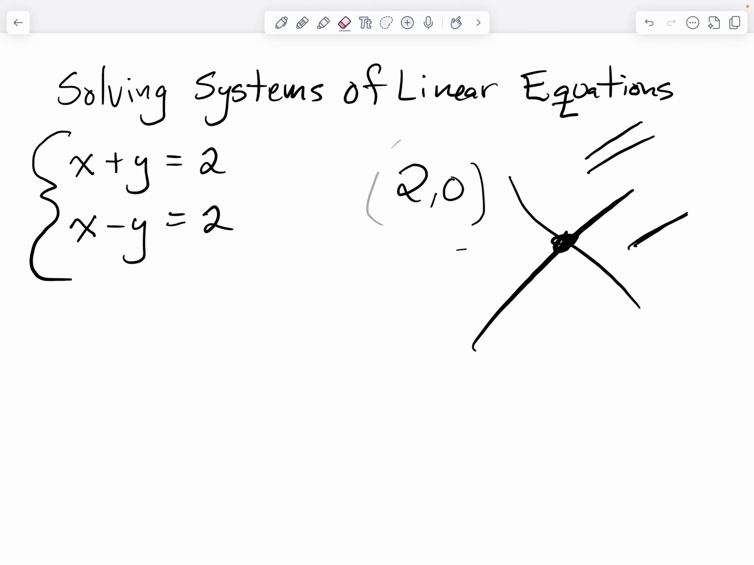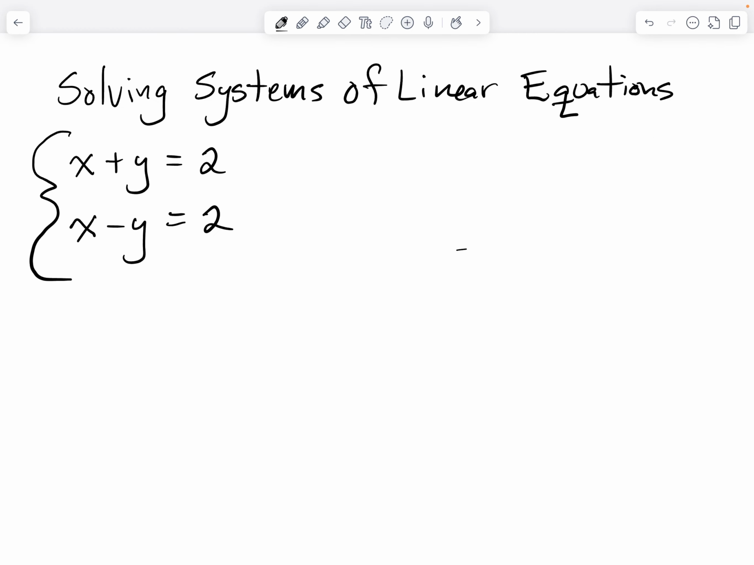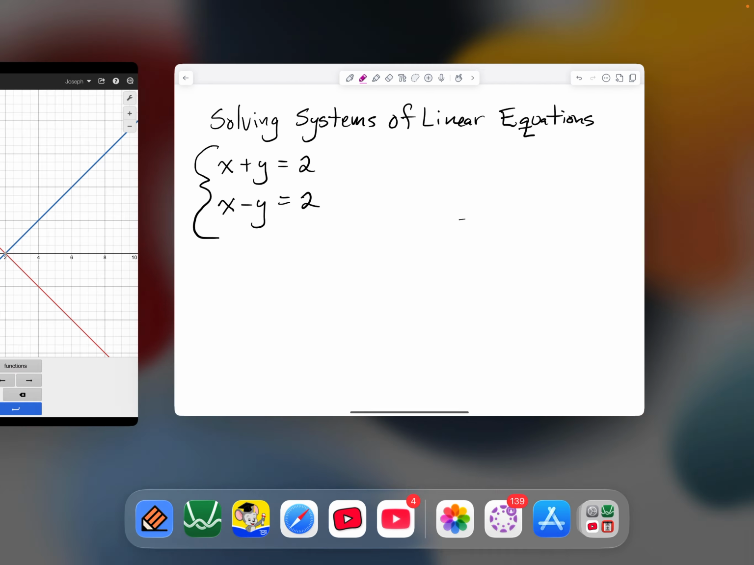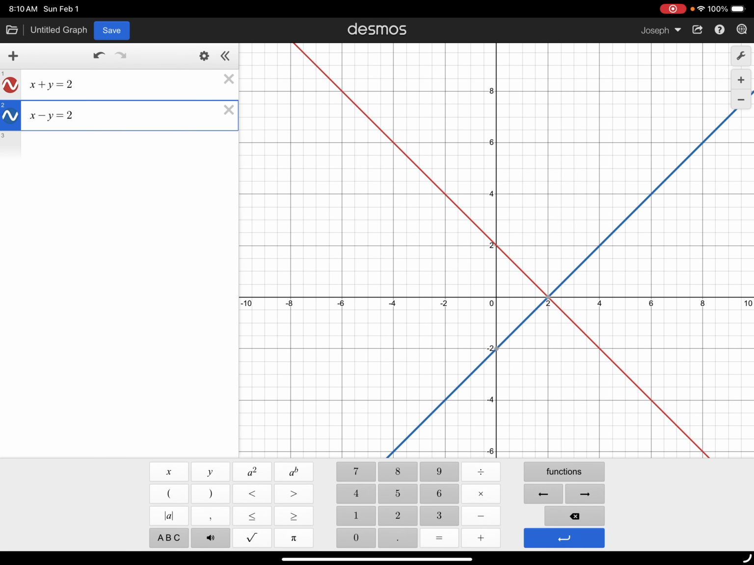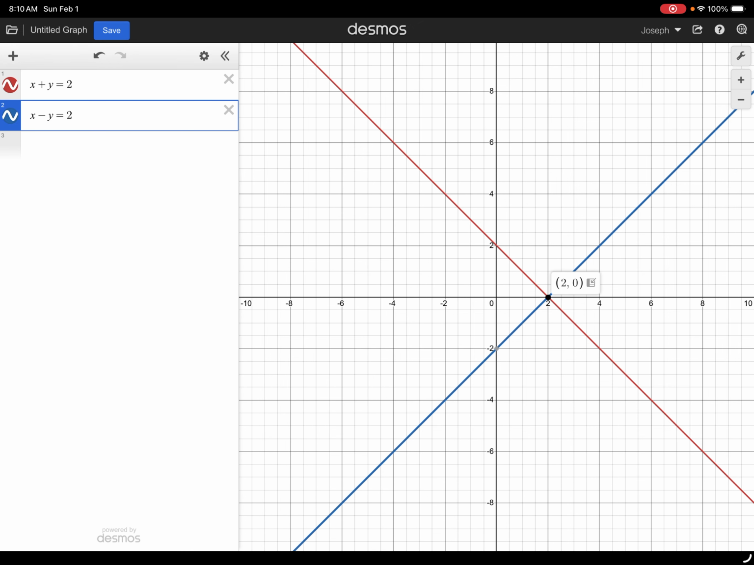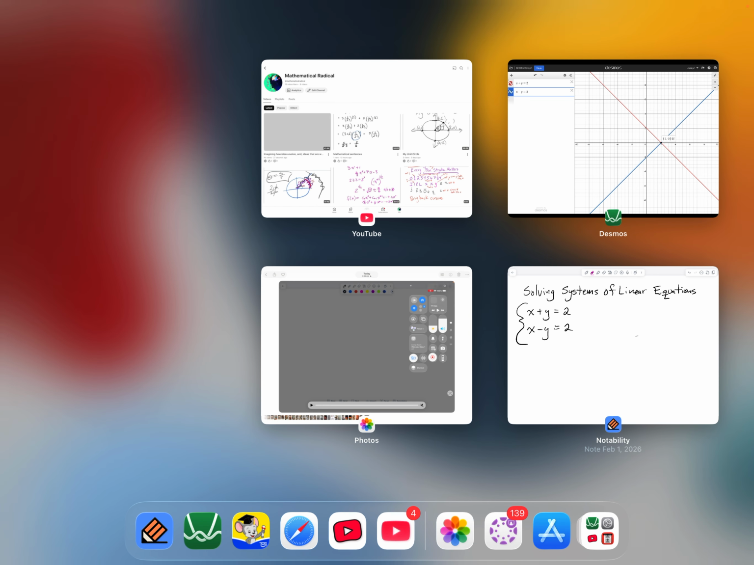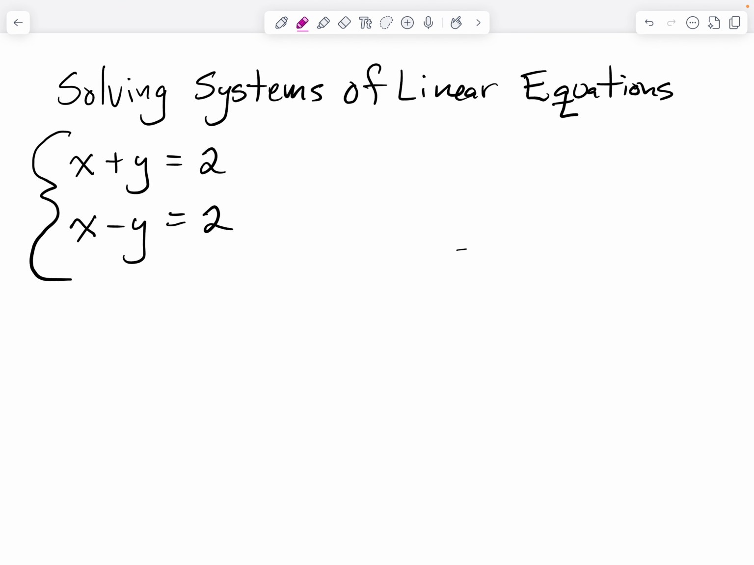Now, what if it's not so easy that you could just eyeball it? Let's pretend like I couldn't do that. Here's what they actually look like. Use your Desmos. It's a super useful tool. You can see right here, 2, 0, boom. But what I want to do is answer both these questions at the same time. Infinite number of answers, infinite number of answers.